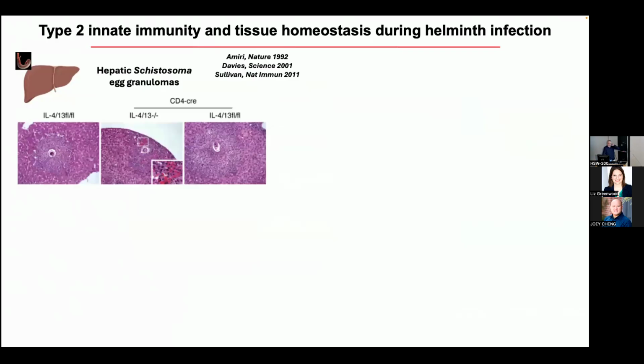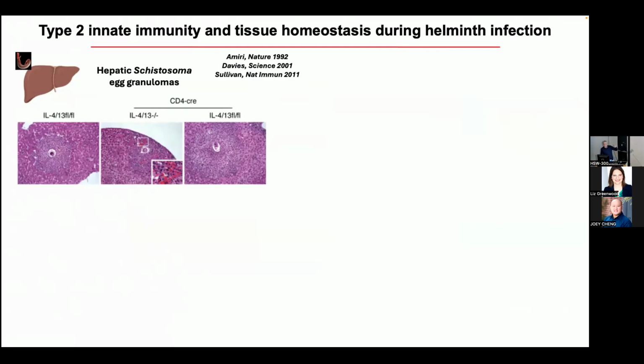And that was using schistosomes when Jim McCarroll was here as head of pathology. And you can see on the far left here that these granulomas are well formed. I can't do this without looking at it. They're well formed, but if you knock out IL-4, IL-13, the animals bleed out and die. They don't form granulomas, everything's gone.